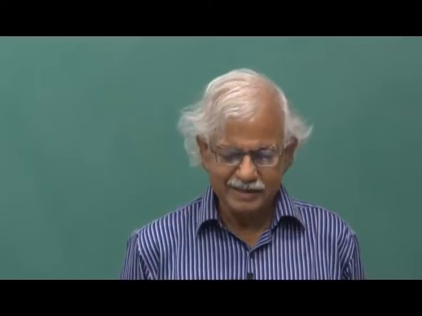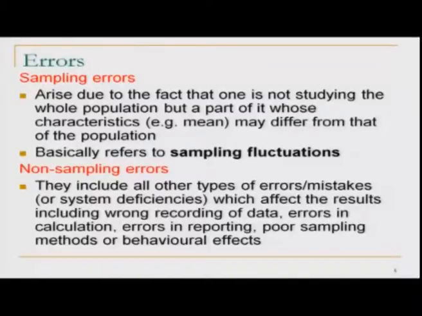Non-sampling errors are another category of errors. Non-sampling errors include all other types of errors, mistakes or system deficiencies which affect the results, including wrong recording of data, errors in calculation, errors in reporting, poor sampling methods or behavioral effects. Age heaping arises because of digit preference. That is not because of sampling error, not because you are studying only a part of the population.